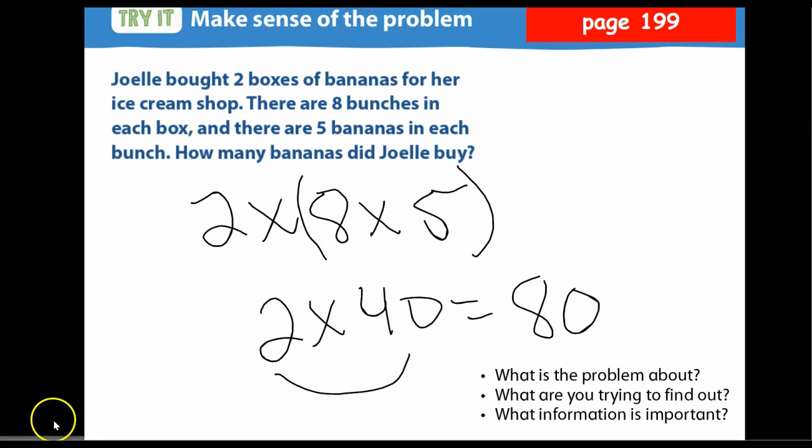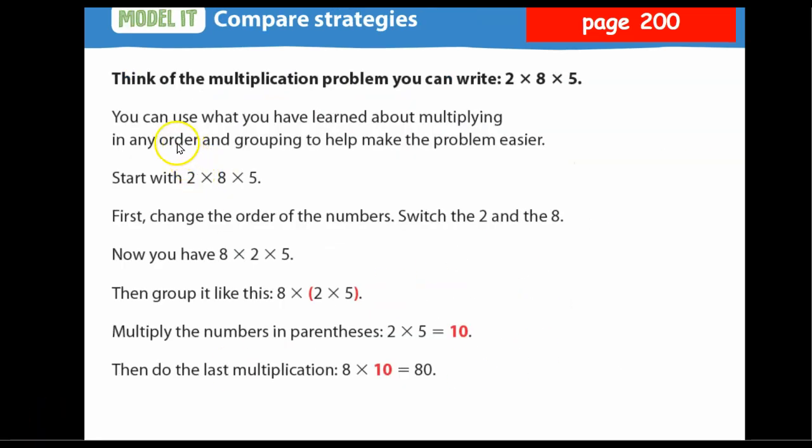So look, this is just explaining what we just did. It says think of the multiplication problem you can write 2 times 8 times 5. You can use what you have learned about multiplying in any order, okay, and grouping to help make the problem easier. So we start out with 2 times 8 times 5, right? And it says first change the order of numbers, switch 2 and 8. Didn't we just do that? Right? So now you have 8 times 2 times 5, which they went, hey, you know what? Let's put parentheses around 2 times 5, which was 10, and then they multiply 8 times 10, which we know are 10s, right? And it's 80. Good.